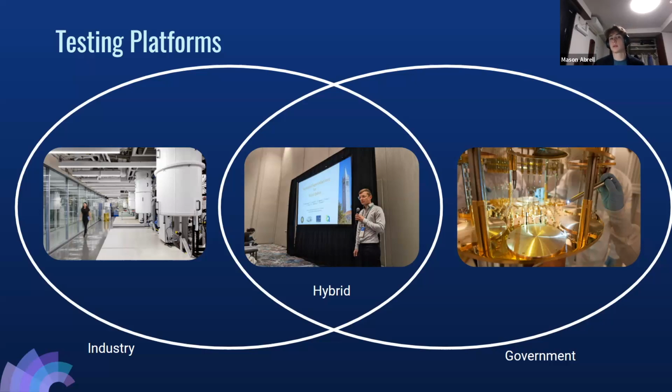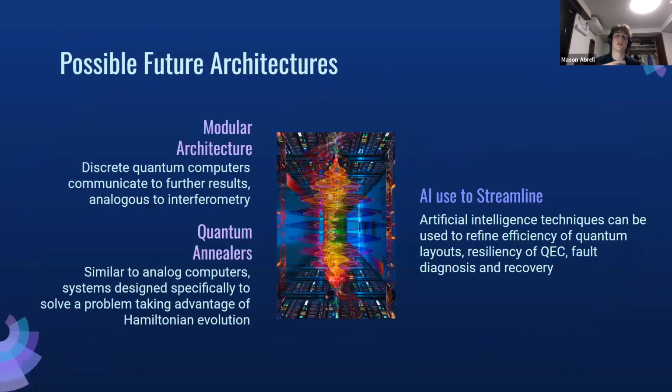For example, a small startup can apply to use the Advanced Quantum Testbed in order to run their new architecture. And in doing so, they'll probably interact with a variety of other companies, startups, and organizations that can help them refine that architecture and can help advance quantum architecture as an entire field. But beyond just testing platforms, there are a variety of future architectures that could help make quantum computing more scalable.